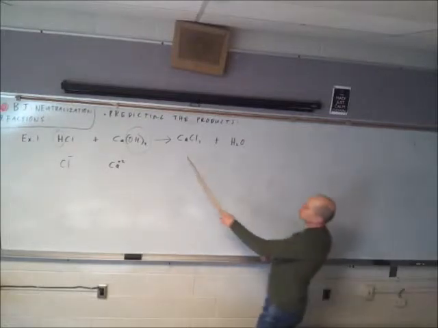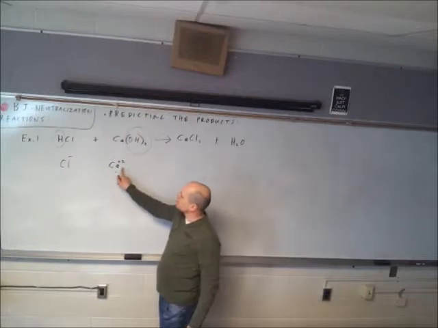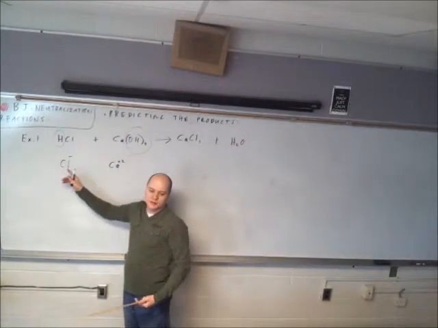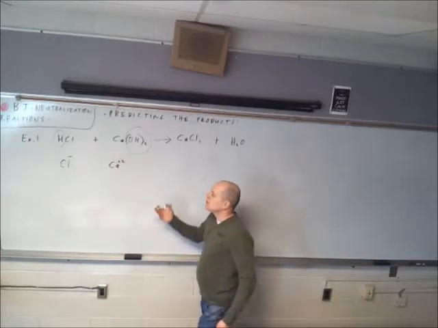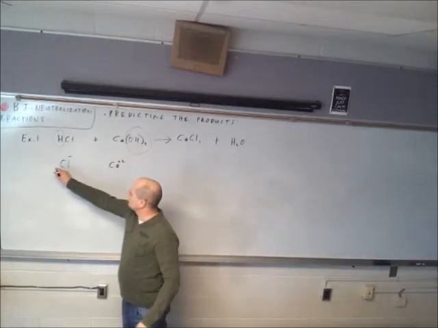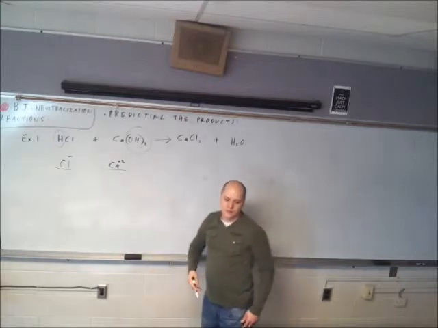We haven't looked at it in a while. So we're going to need 2 of these to go with 1 of these. That's why it's CaCl2. Does that make sense? All right. And if it helps you, you can write all the ions at the bottom here, and then decide what to do with the charges.